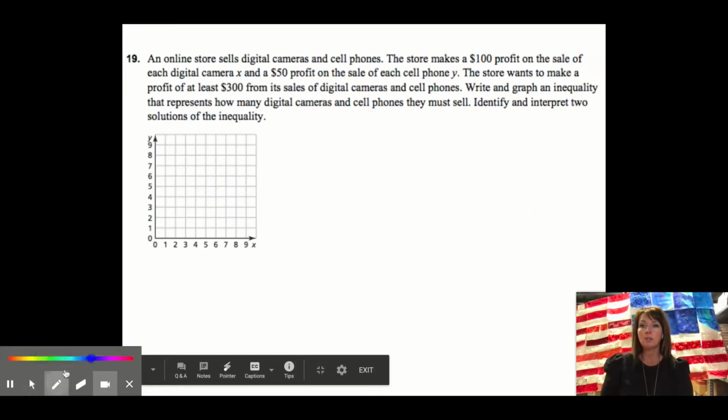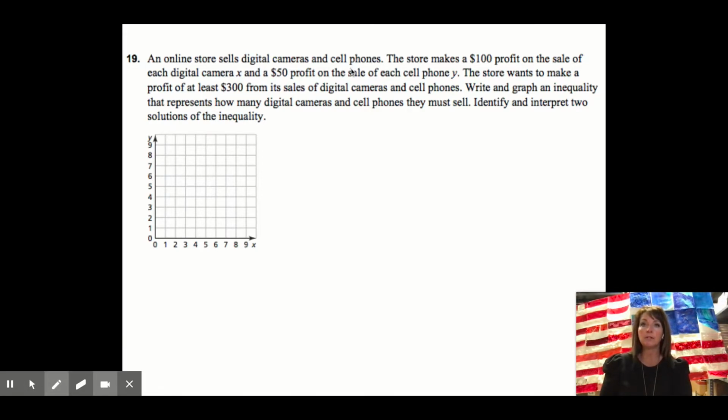All right, last equation. The online store sells digital cameras and cell phones. The store makes a $100 profit on the sale of each camera, which is the X, and 50 for the cell phone. So I have 100X plus 50Y, and then we want a profit of at least 300. So can I exceed 300? Absolutely, I can. So we could put it in slope-intercept form, or we could actually solve for the intercepts because I have an x and a y intercept here. So I'm going to solve for the intercepts on this.